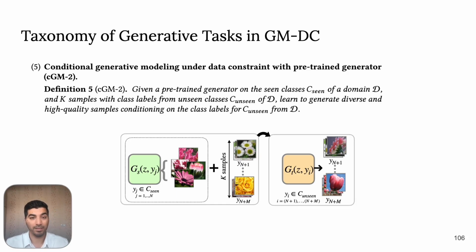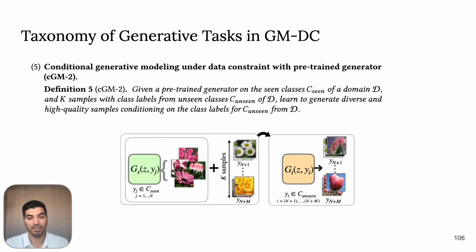Task number 5 is conditional generative modeling under data constraint with a pre-trained generator. In this task, we are given a pre-trained generator on the seen classes of a domain. So the domain is divided into seen classes and unseen classes. We have a generator which is trained on the seen classes. And in addition to that, we have K-shot samples from unseen classes.